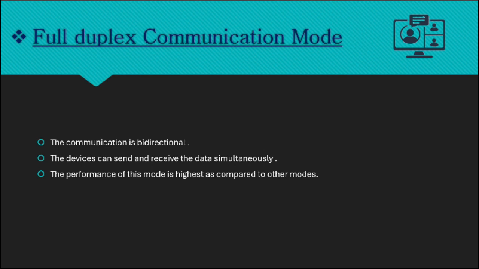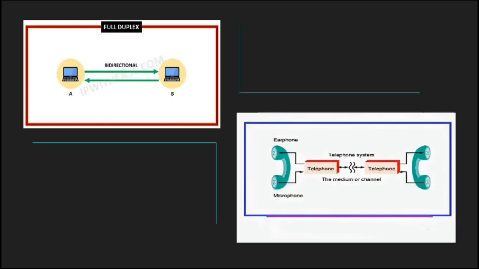The next and the last one is full duplex communication mode. The communication is bidirectional. That is, in full duplex communication, data can transmit in both directions simultaneously. The device can send and receive the data simultaneously. That is what I said before. The performance of this mode is highest as compared to other modes. Here are some pictures of full duplex communication. That is how it works.